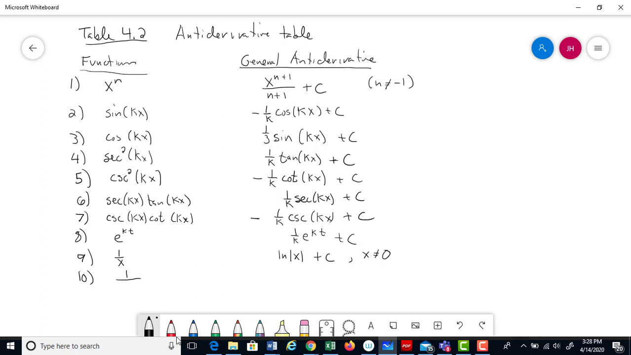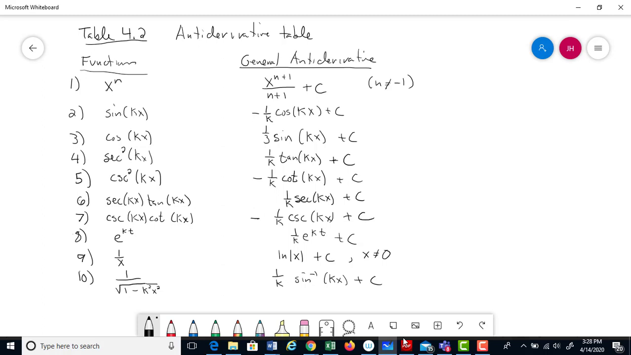So number 10 is 1 over the square root of 1 minus k squared x squared, or the quantity kx being squared. This is going to be equal to 1 over k to take care of that, times the sine inverse of kx plus c. So I don't have any stipulations on that.